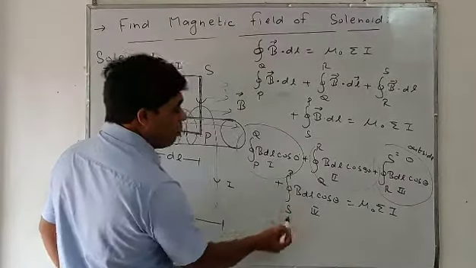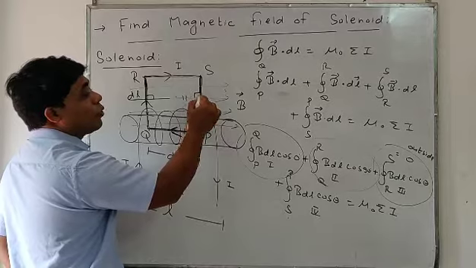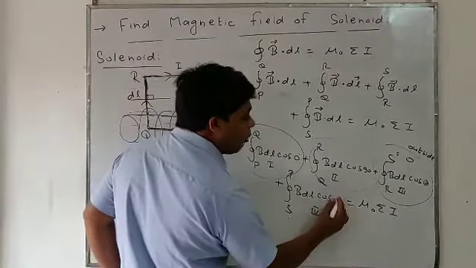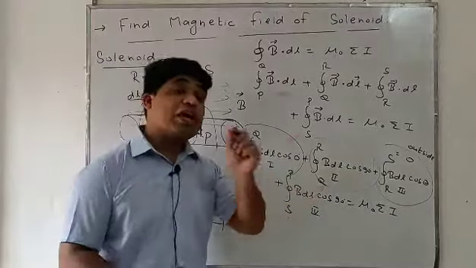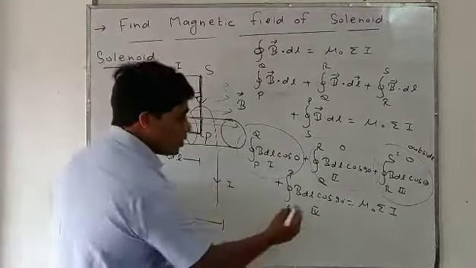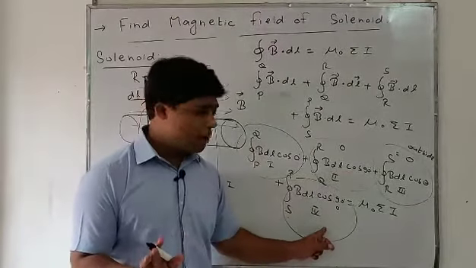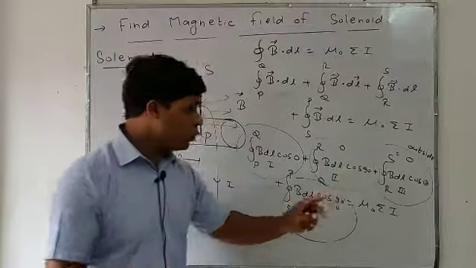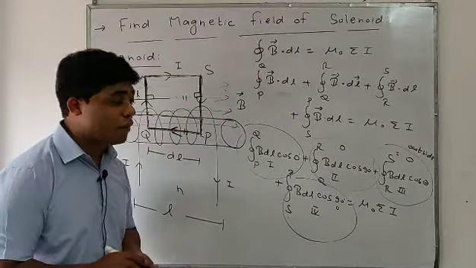And finally, S to P. This wire again is perpendicular to the magnetic field line. For a perpendicular line, cos 90. Look at students, cos 90 is 0. This portion becomes 0. Cos 90, this portion also becomes 0. That is outside, again 0. Only the single component, this PQ wire, will give the resultant magnetic field.